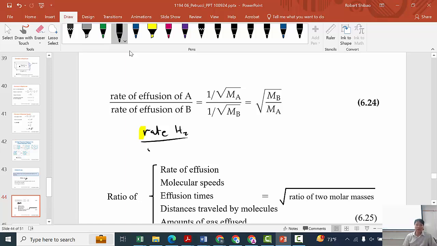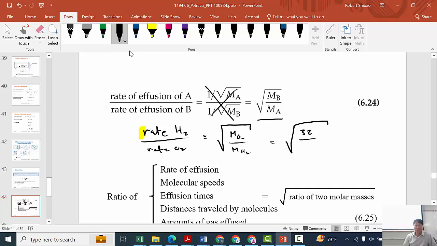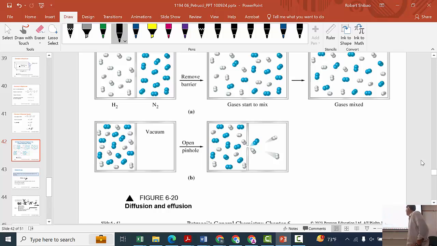And so we do the rate of hydrogen over the rate of oxygen, and that's going to equal this. It's going to be inversely proportional to the square root of their molar masses. So we look at the molar mass of oxygen, which is 32, and the molar mass of hydrogen, which is 2. So in other words, oxygen is 16 times heavier. If oxygen is 16 times heavier, does that mean it's 16 times slower and hydrogen is 16 times faster? No. What it means is that hydrogen is only 4 times faster.